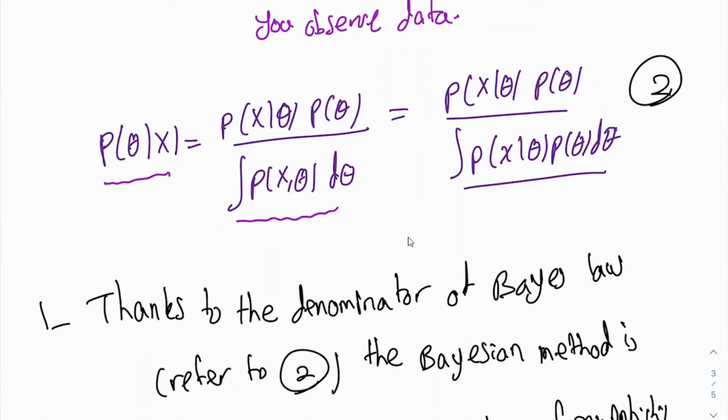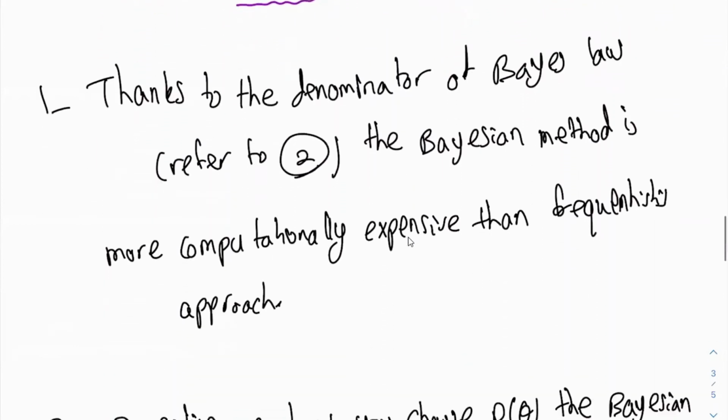In terms of estimation, we will talk later on in other videos about MAP and ML. When you want to estimate the theta that maximizes the MAP, you don't need to actually calculate the denominator, because the denominator is independent of theta. The P of x has no theta in it. But in general, in the Bayesian approach, we are talking about the intuition here, the Bayesian approach is more complex and more computationally expensive than the frequentist approach. So I wrote it here, thanks to the denominator of Bayes' law, refer to equation 2, the Bayesian method is more computationally expensive than the frequentist approach.